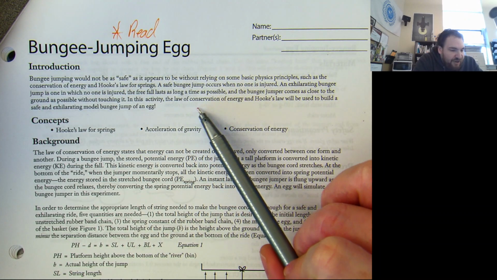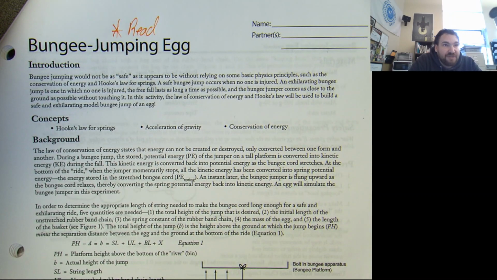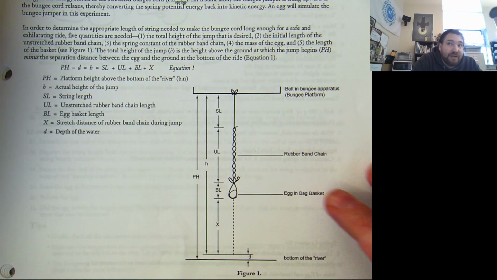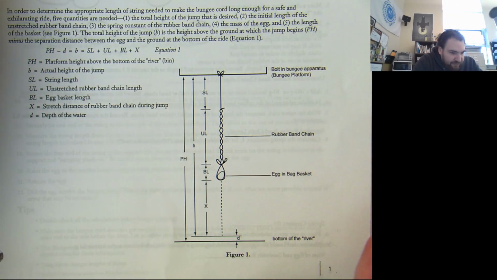You are going to use the law of conservation of energy and Hooke's law to determine how to build the most exhilarating bungee given the materials I'm going to give you. This is what is going to be set up. And I've labeled a bunch of the variables here.